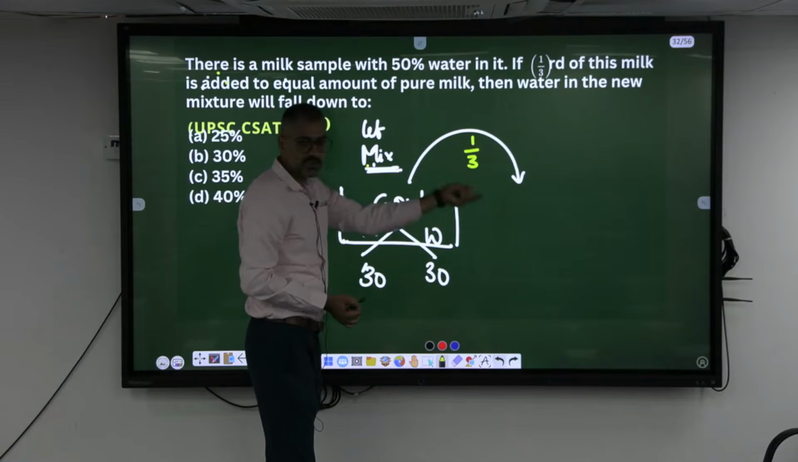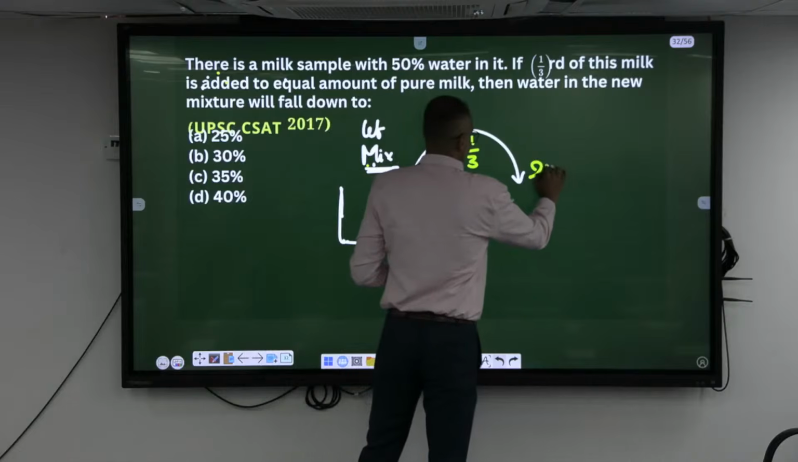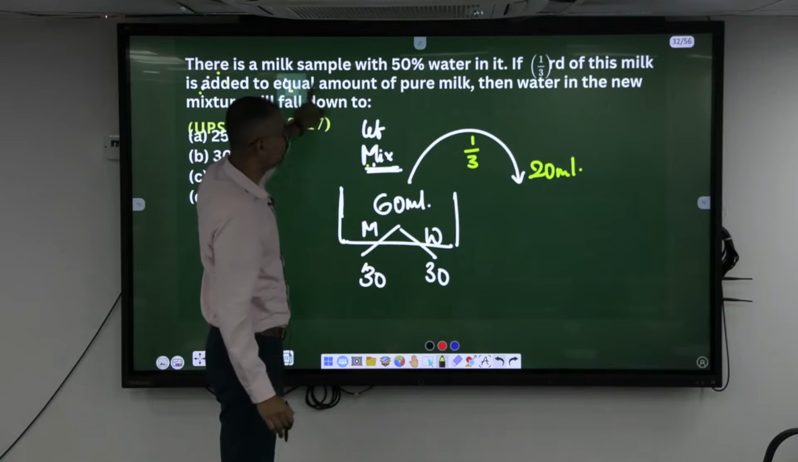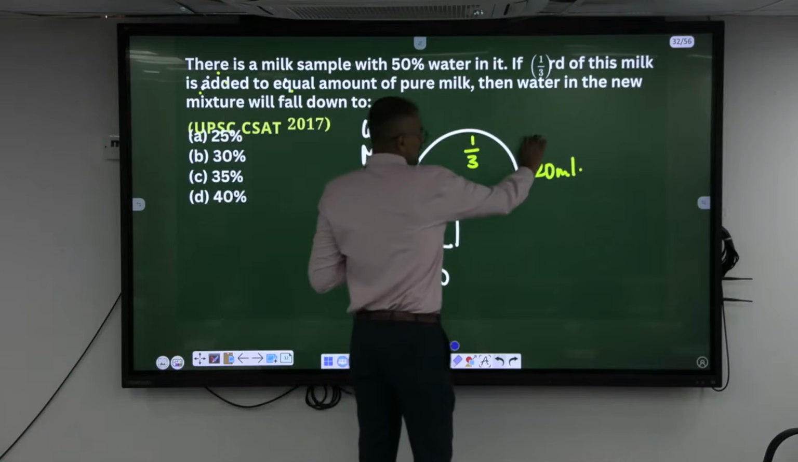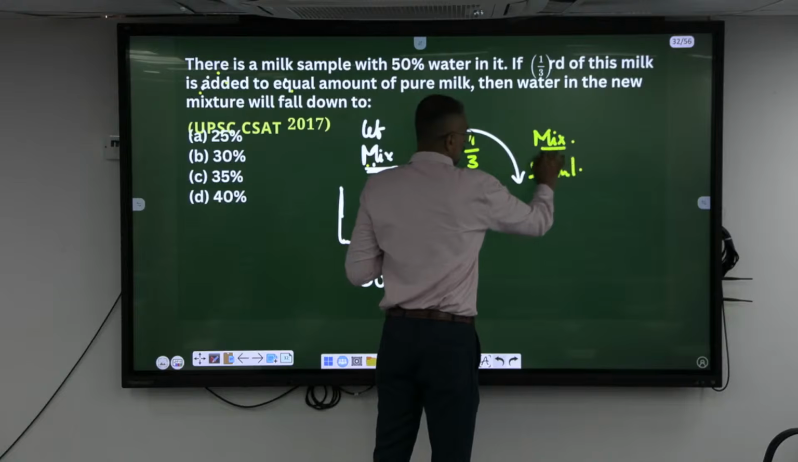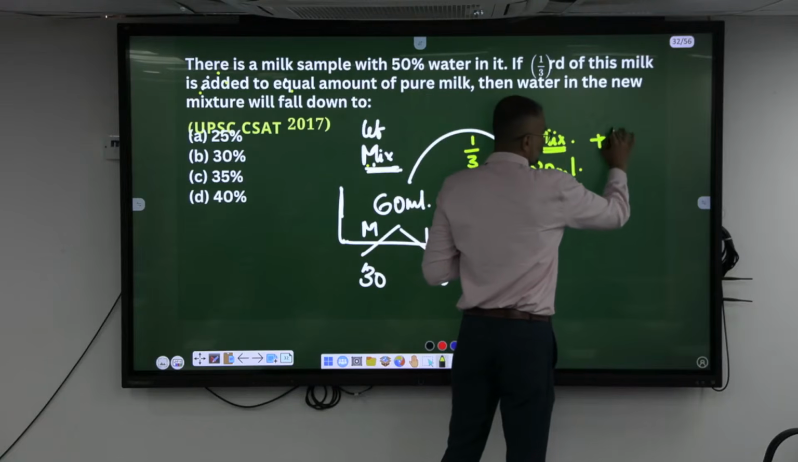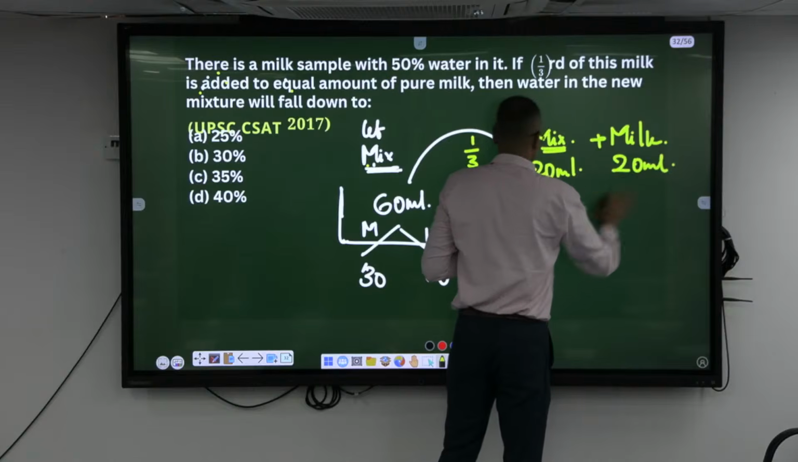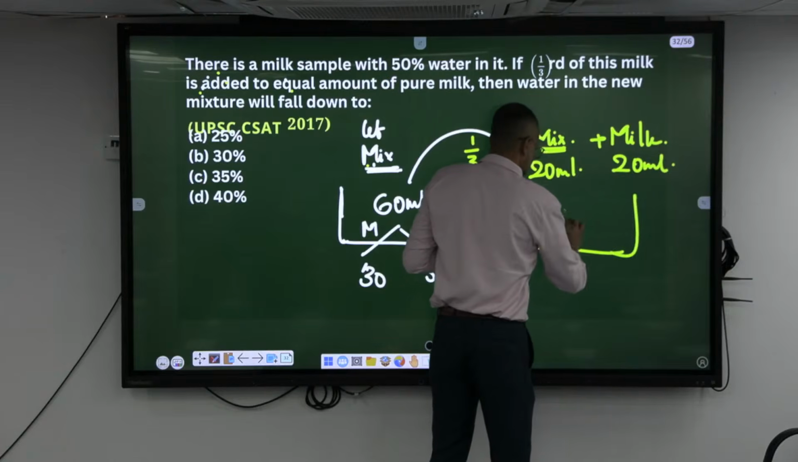60 1/3 ಅಂದ್ರೆ ಎಷ್ಟು ಮೇಡಮ್? 20 ml is added to the equal amount of pure milk. This is the mixture. Okay, to which I am adding what? Milk. How much? 20 ml, equal quantity. So what is the quantity now?